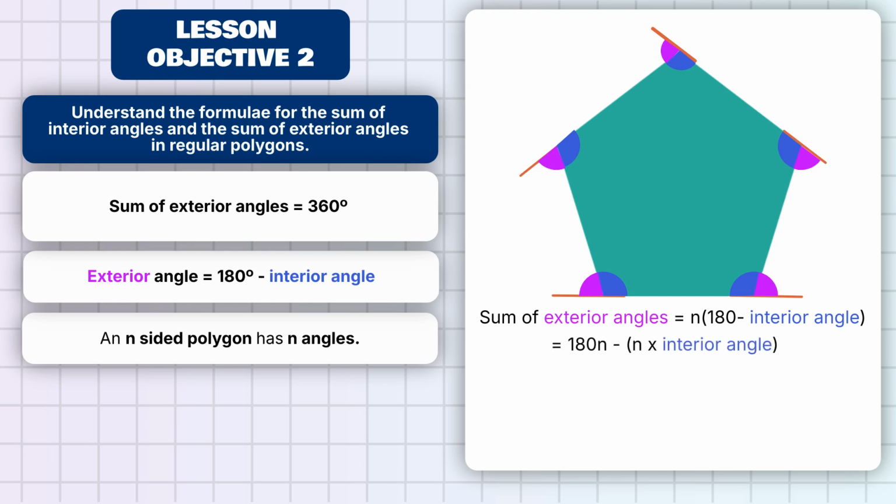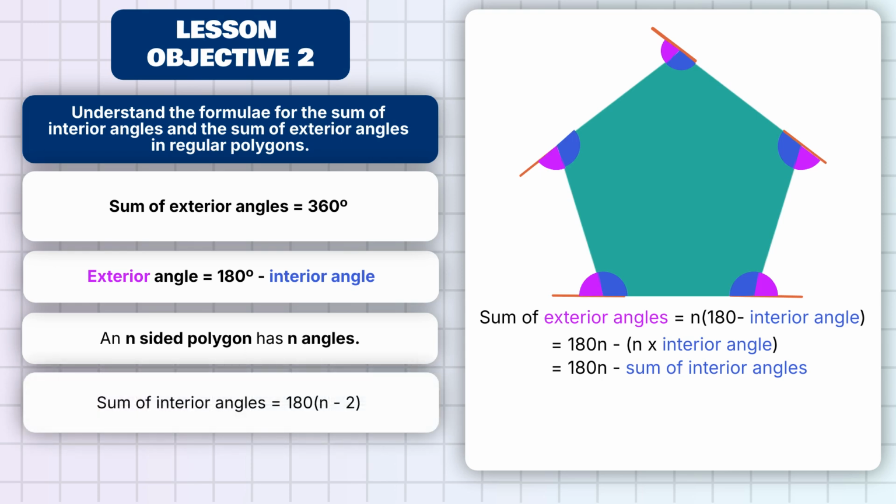Sum of exterior angles equals 180n minus n times the number of interior angles. Now we know already that n times each interior angle equals the sum of interior angles. Therefore, we can write this as 180n minus the sum of interior angles. We can substitute in our formula for the sum of interior angles, which is 180(n minus 2).